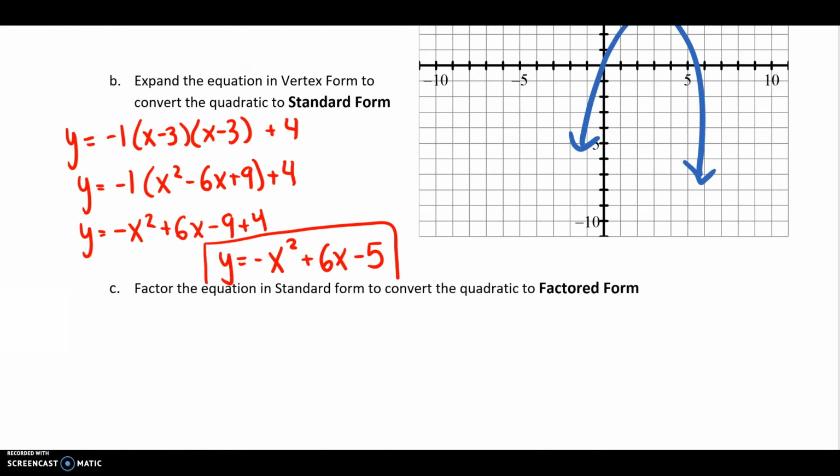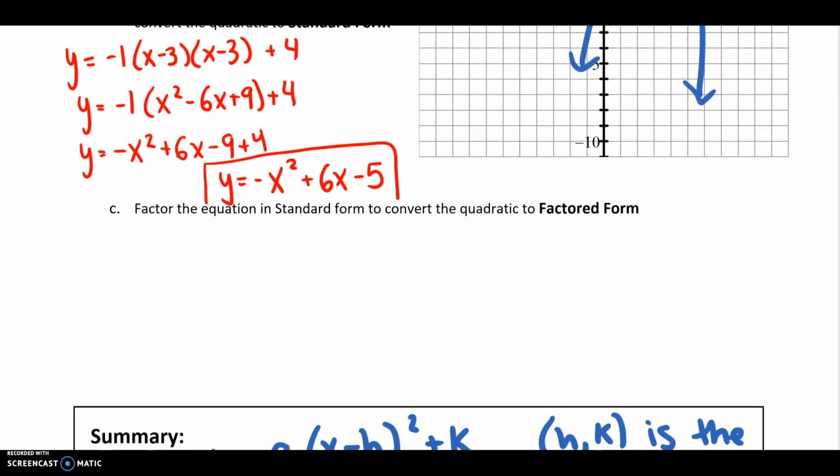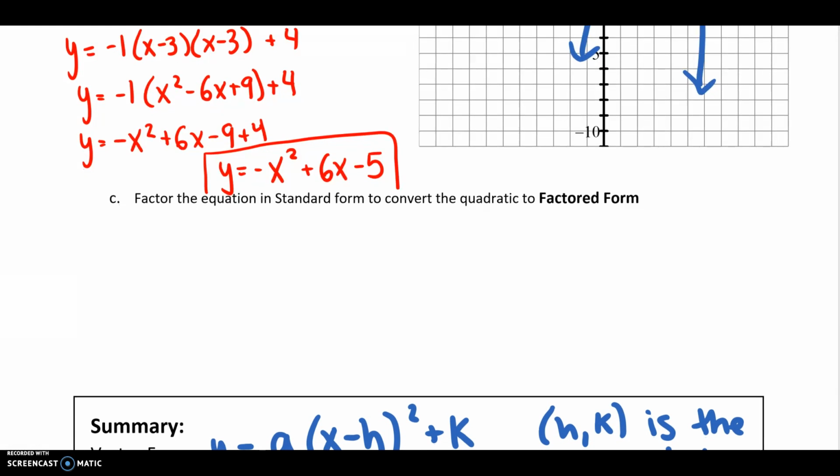Okay, so we're not going to graph the function using anything from standard form, but we are going to convert standard form to factored form by factoring the equation. So factored form comes from factoring. And we're going to do this to find a few other elements to make our graph a little bit more accurate, which we'll see in a second. So we're going to factor this from standard form, and you can convert from vertex to standard to factored. This last step we're going to factor.